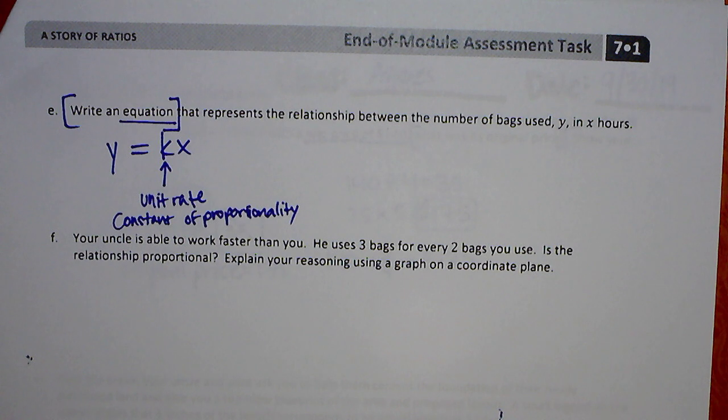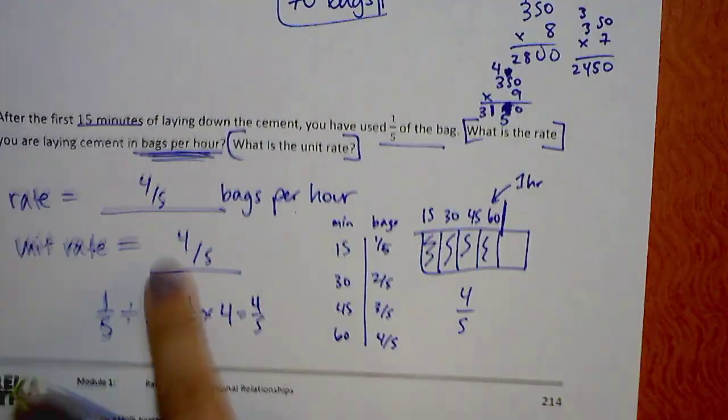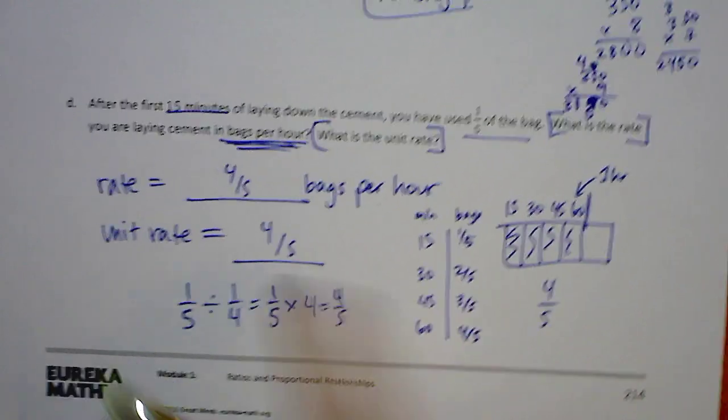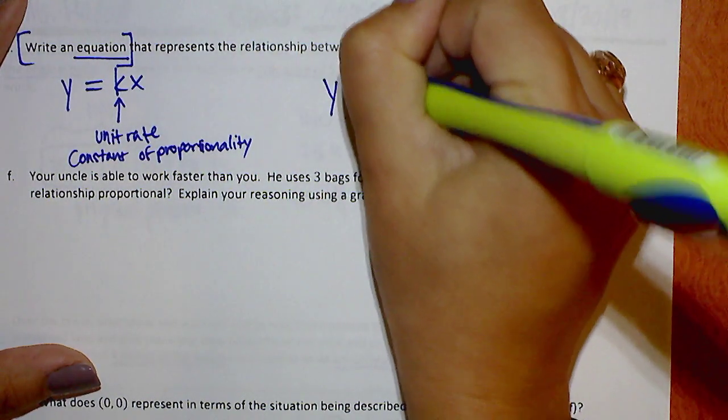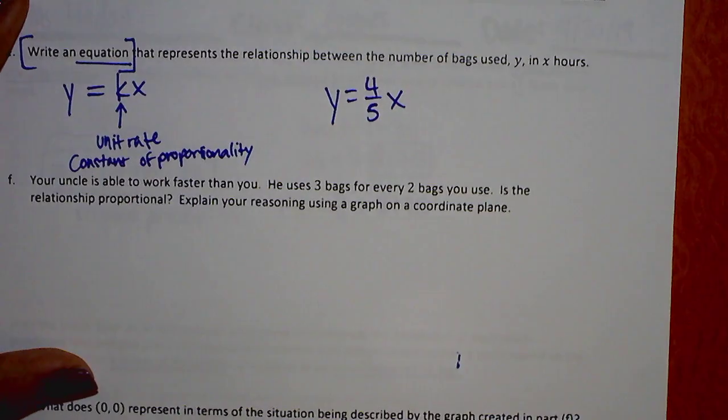In the last problem, I just found the rate is 4/5 bags per hour, unit rate is 4/5. So this was super simple. All you need to do is write y equals 4/5 x. And that's your answer.